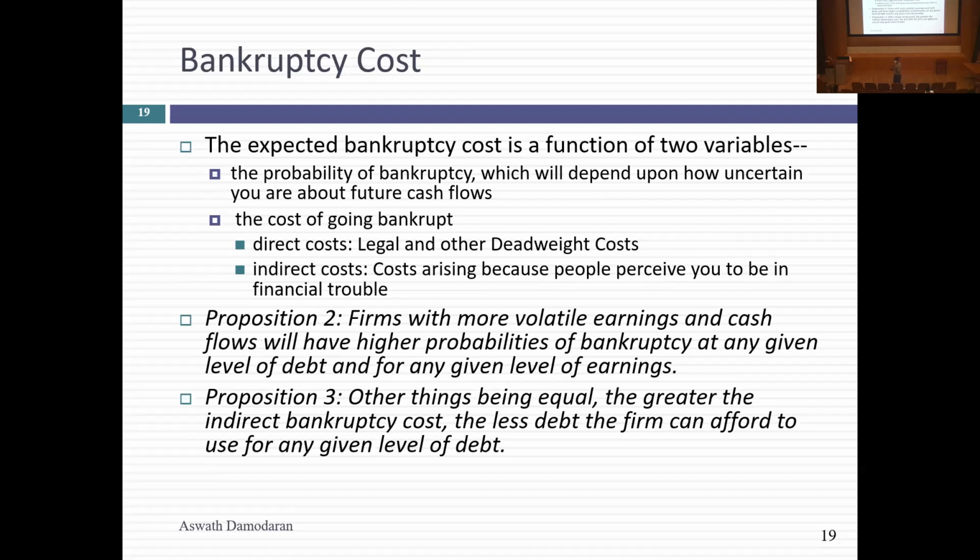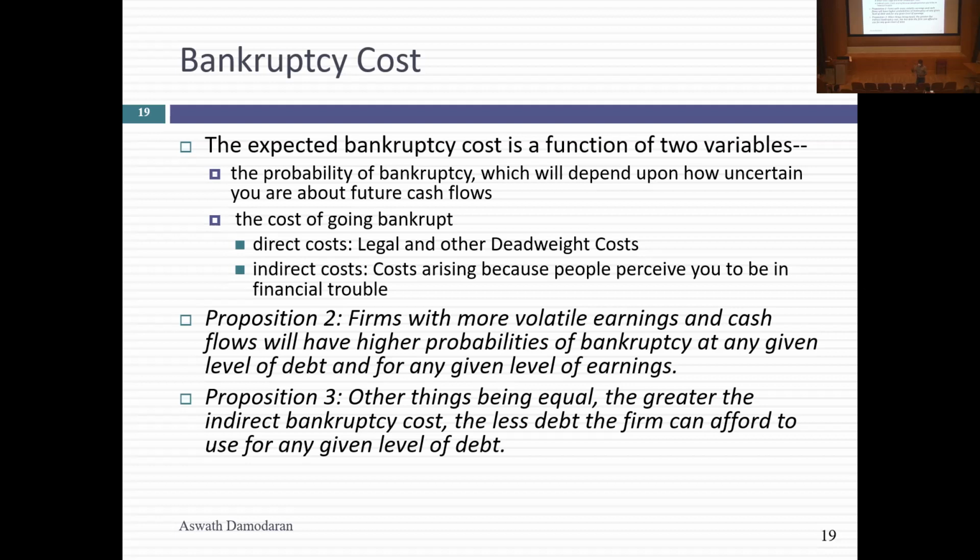There are 2 components. When you look at borrowing, you're asking, what's my expected cost of bankruptcy? And there are 2 pieces to the puzzle. One is the probability that you will go bankrupt. And that's going to be a function of how volatile your earnings are and whether you can make interest payments. So if you have nice, stable earnings, obviously that probability is going to be lower than for another company.